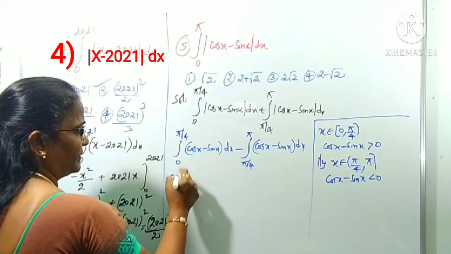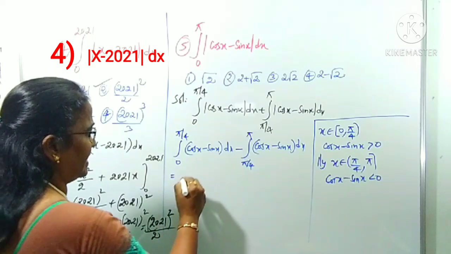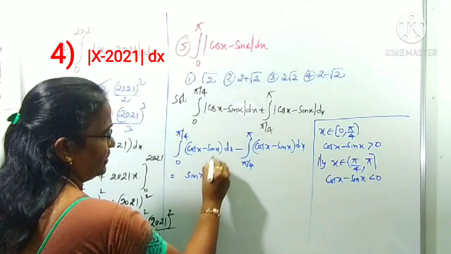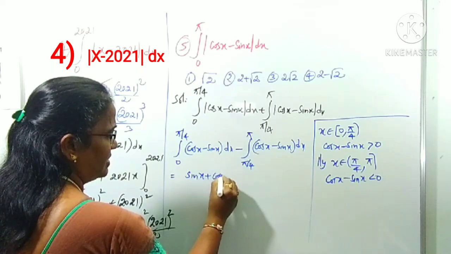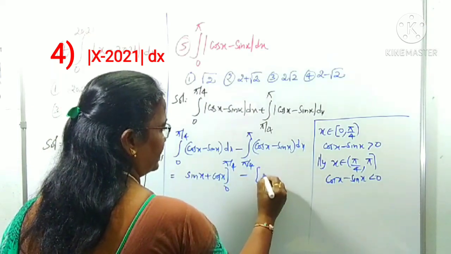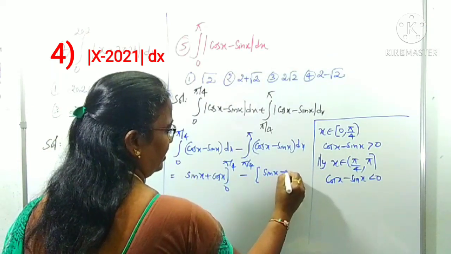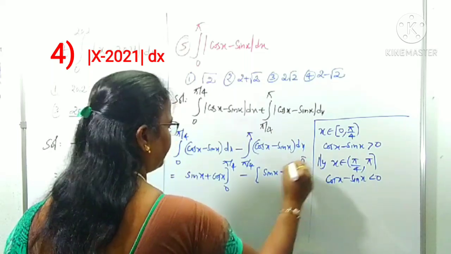Integration, then limits. What is the integral of cos x? Yes, the integral of cos x is sin x. The integral of sin x is minus cos x, so minus sin x becomes plus cos x. Limits from 0 to pi by 4. In the same way, minus of sin x plus cos x, with limits from pi by 4 to pi.